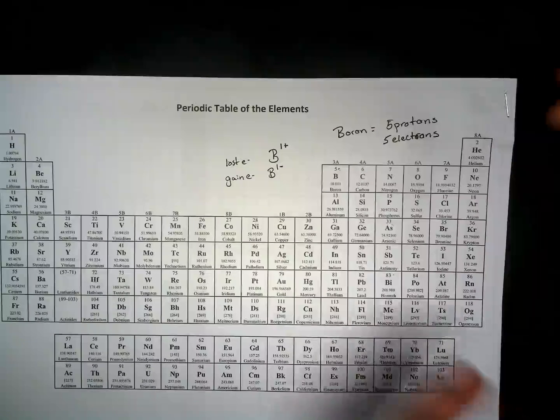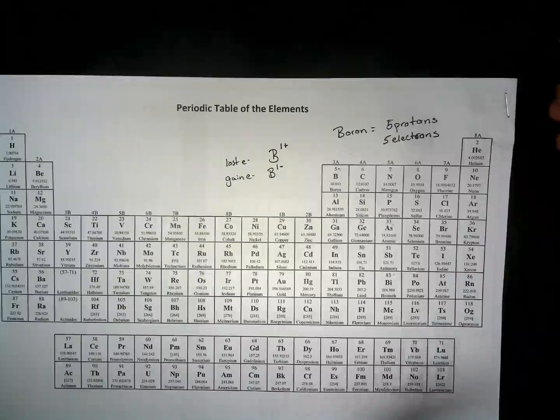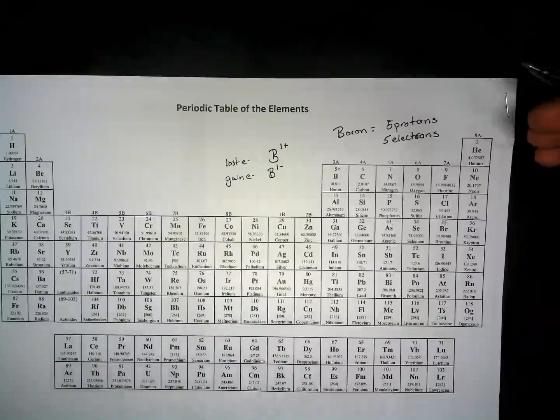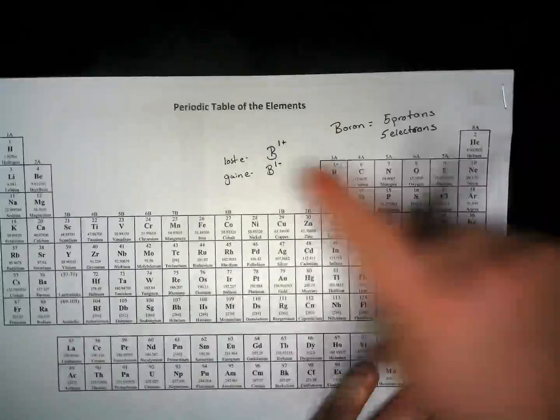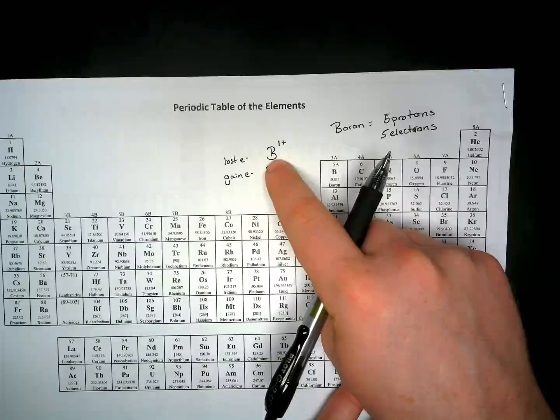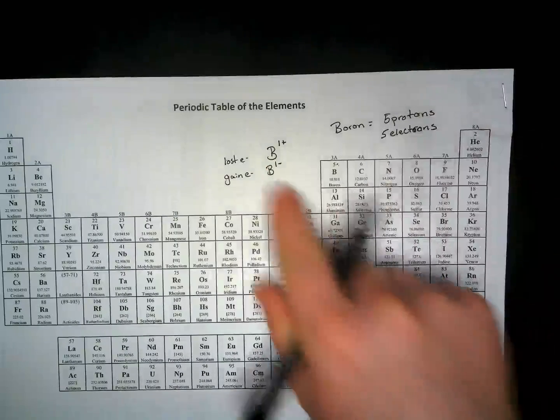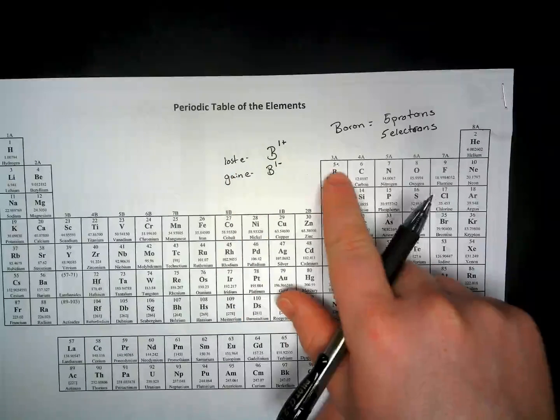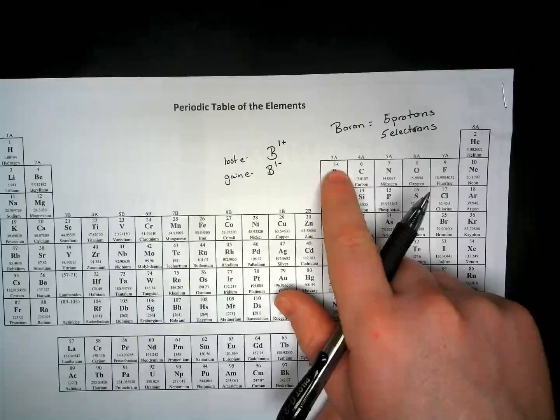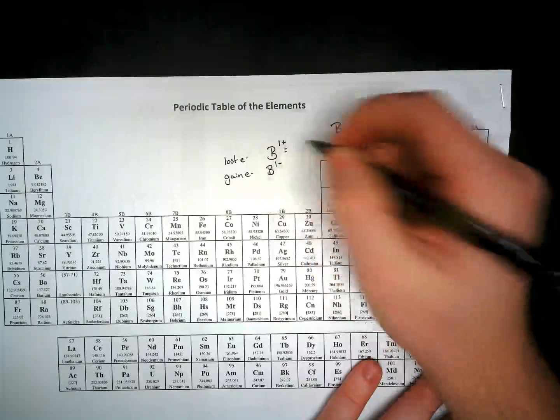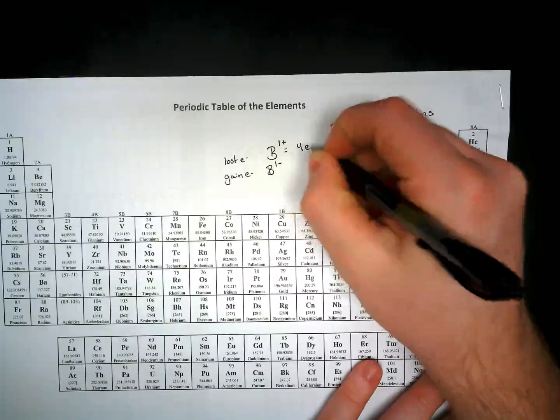So this is how we can use the periodic table to tell us the number of electrons something has, so that when we see B 1 plus, we know that it lost an electron. Instead of having 5 electrons, that would mean this B 1 plus has 4 electrons.